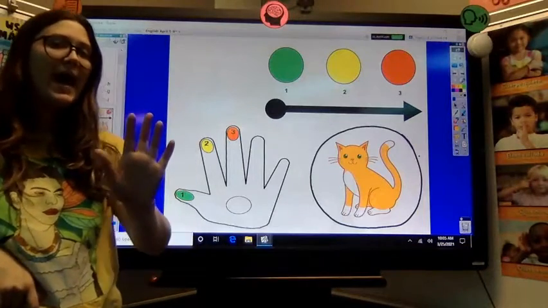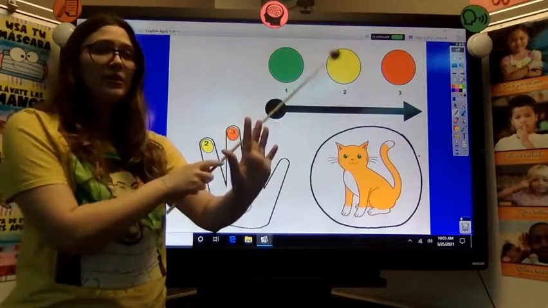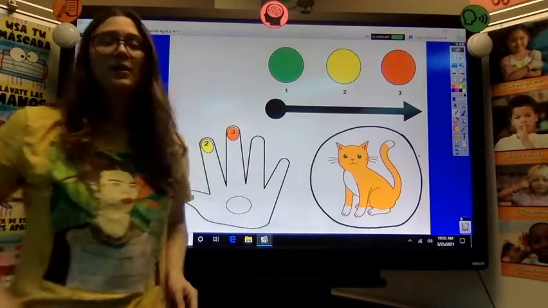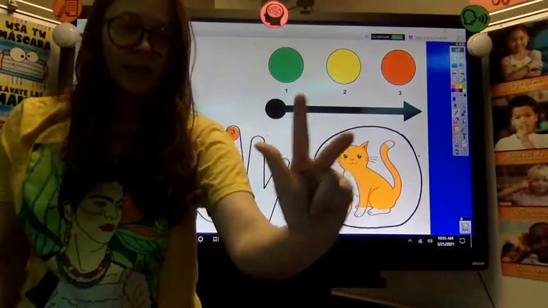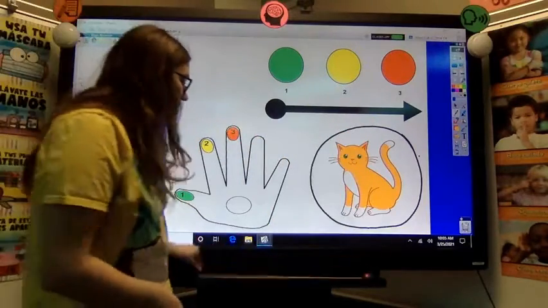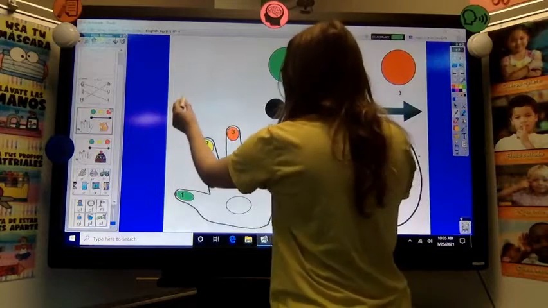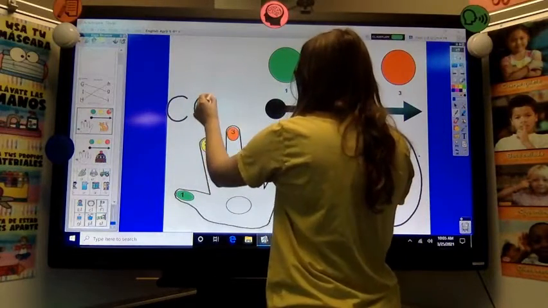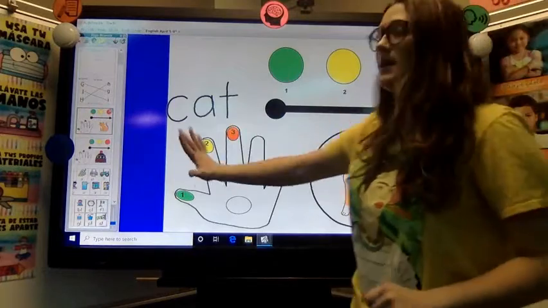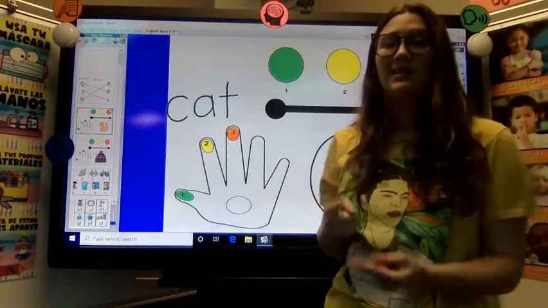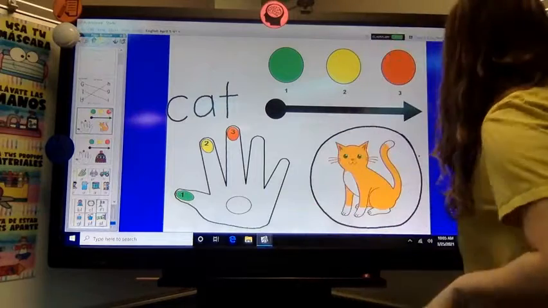Right? And if we did cat, we would do k, a, t. Right? So on your fingers, k, a, t. Right? And then if you were to go write that word, you would repeat the sounds to yourself. K, a, t, cat. Okay, so this, tapping the sounds, is going to help us with our reading. And it's going to help us with our writing, okay?